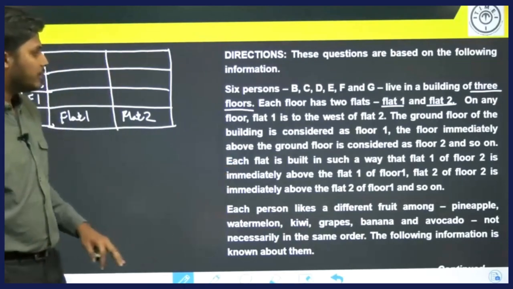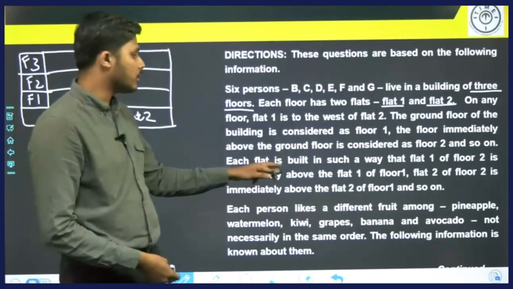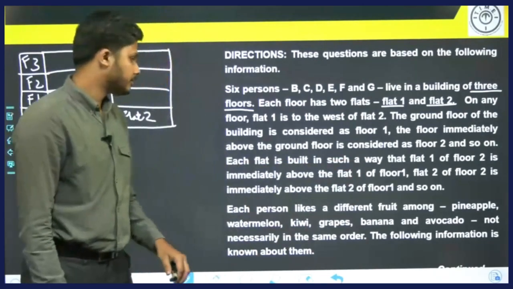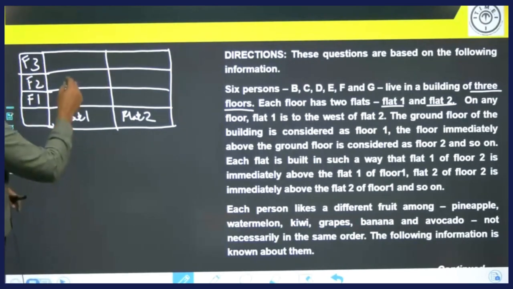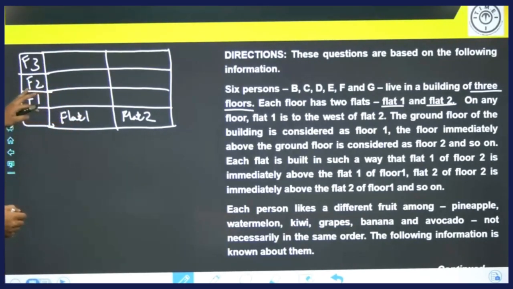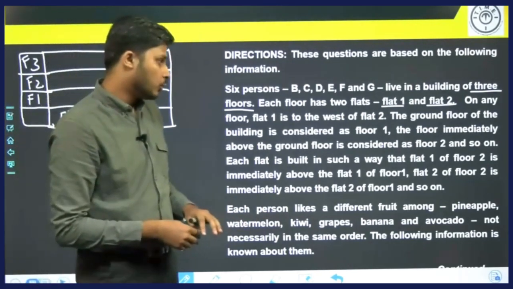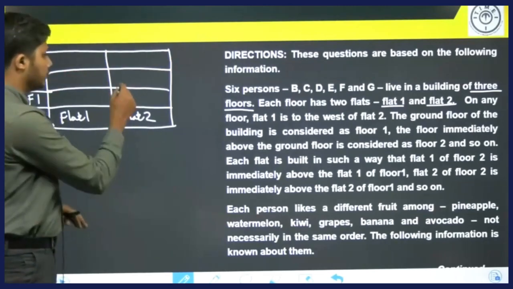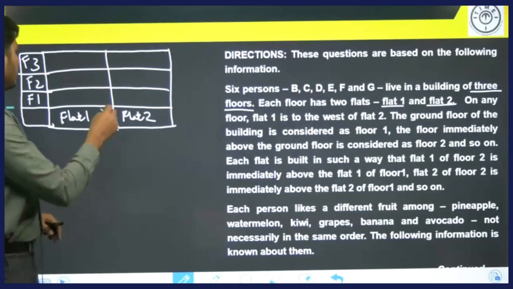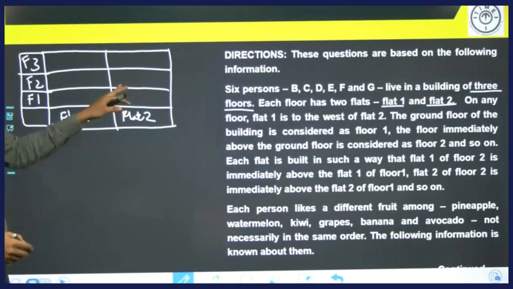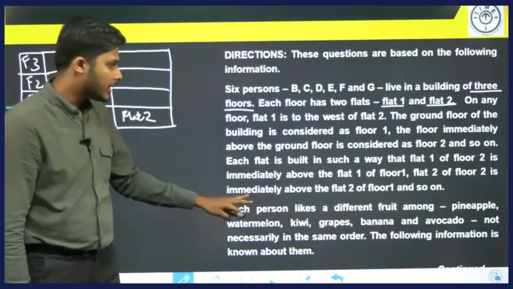And the next, each flat is built in such a way that flat 1 of floor 2 is immediately above the flat 1 of floor 1, which is true. The next, flat 2 of floor 2 is immediately above the flat 2 of floor 1, which is also true. So this satisfies the condition.